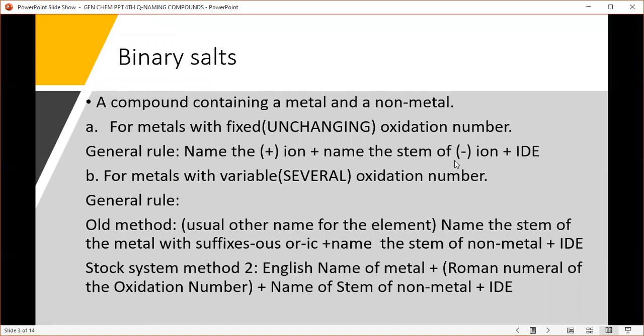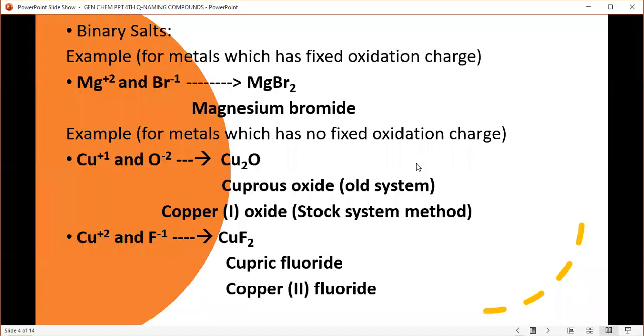name the stem of the negative ion. So what is the stem of bromine? That is brom. That's the two syllables in the name bromine, which means brom is the first syllable, the root word or the stem of the name bromine. So we have brom, and then we just simply connect it with the suffix IDE. That's why it became bromide.